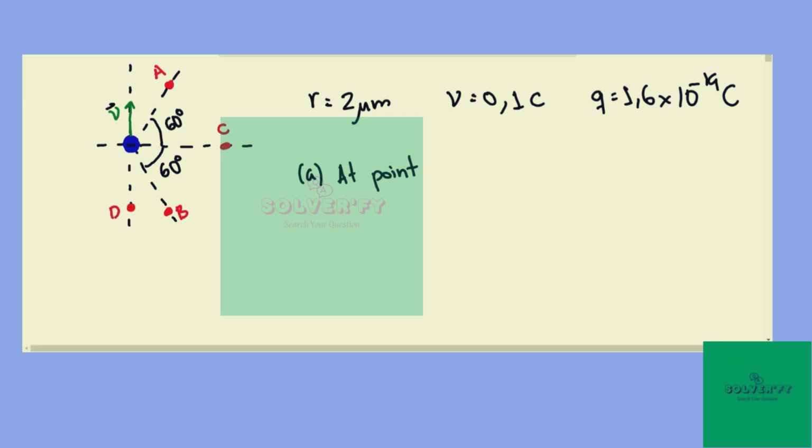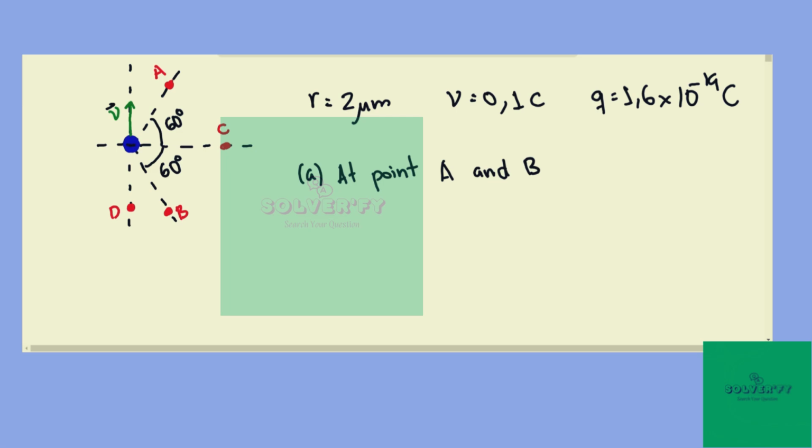Hi there. So for this problem, we need to calculate the magnitude and direction of the magnetic field that this electron produces at some given points. Each of them are at a distance r of 2 micrometers, and the electron has a velocity of 0.1 times the speed of light. So the first question is to calculate the magnetic field at points A and B.